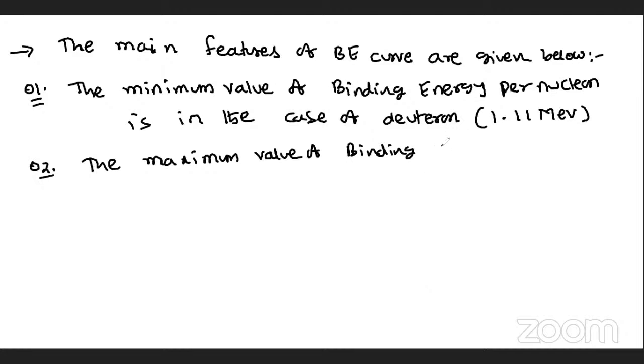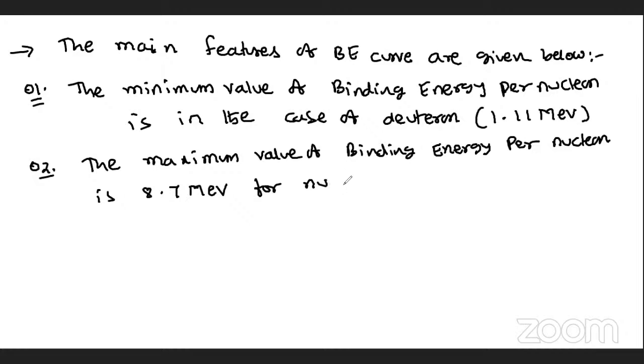The maximum value of binding energy per nucleon is 8.7 MeV for the nucleus iron, with atomic number 28 and mass number 56, which is most stable. Okay, which is most stable.